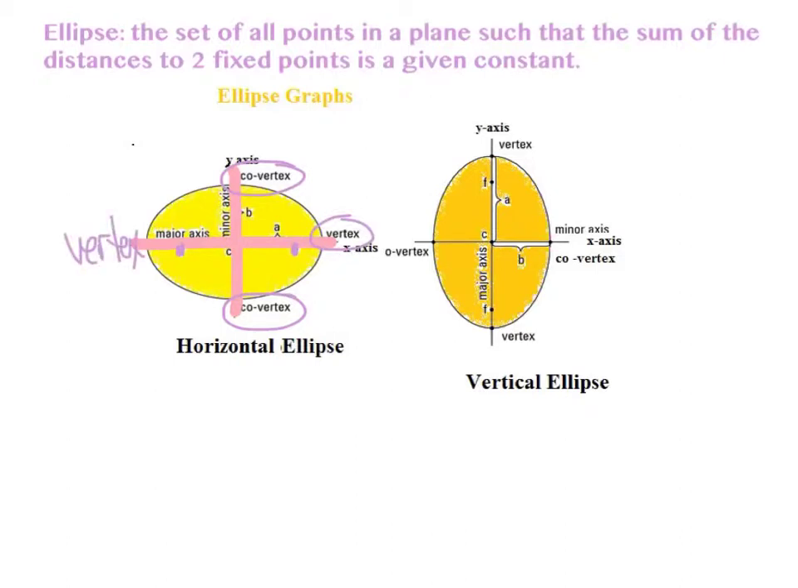And then we have the same thing with vertices being on the long axis on your vertical ones. Your co-vertices are always on the short axis. We have our foci. And then we have A, B, and C, which I'll talk about in just a minute.